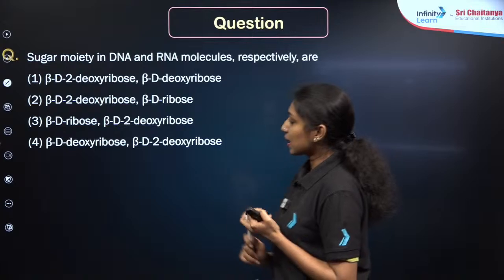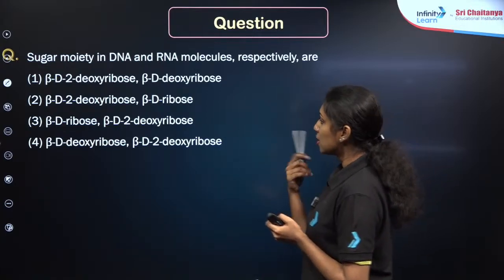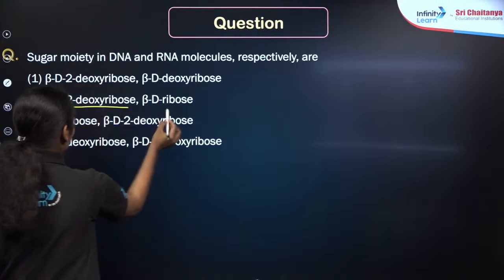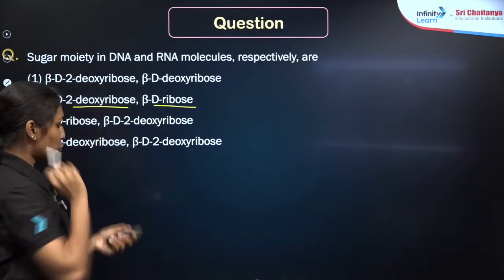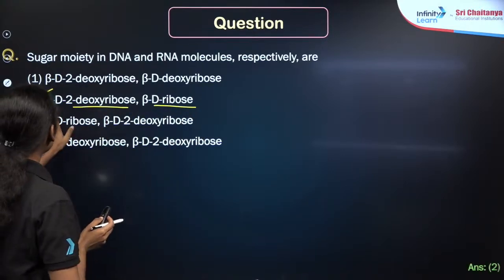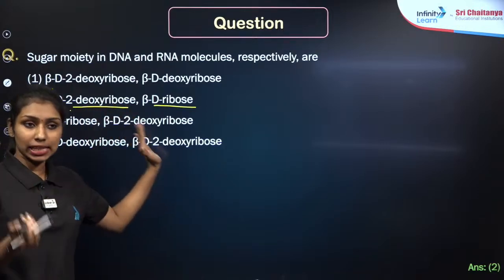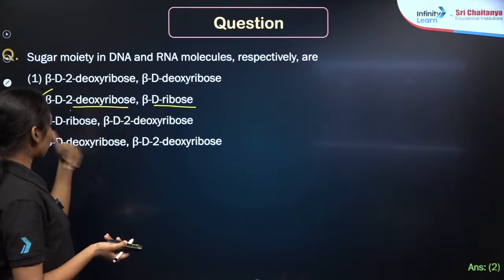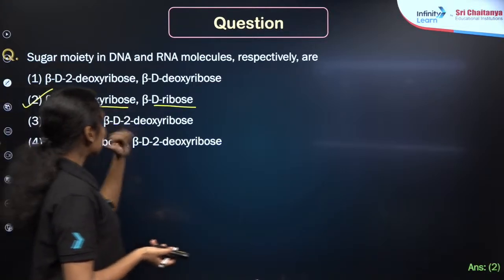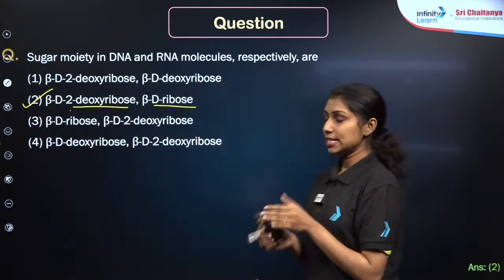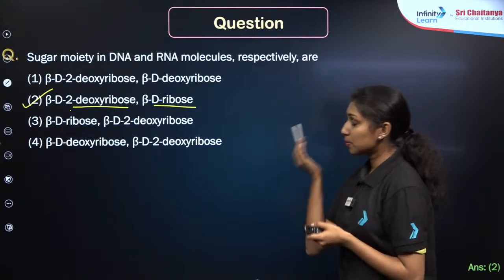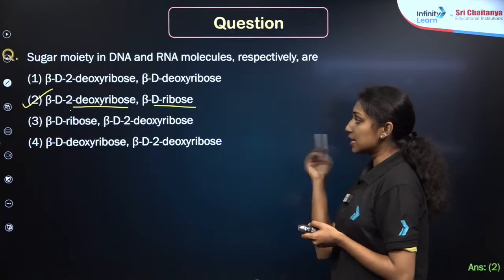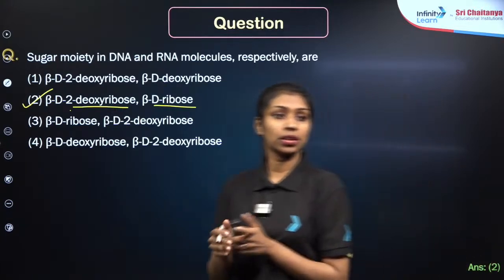In DNA it is deoxyribose, right? So, option 2 will be the correct answer. Beta D-2-deoxyribose. When you discuss the structure of deoxyribose and ribose, you can see that there will be the anomers having the beta position. So, the sugar present in DNA is beta D-2-deoxyribose and in RNA it is beta D-ribose. Is that clear?